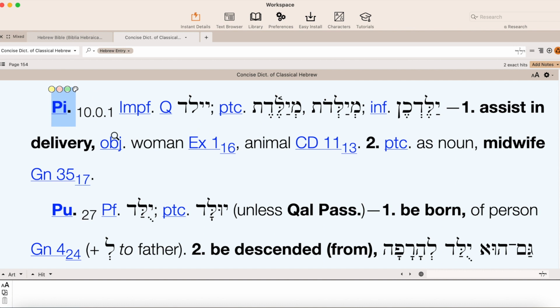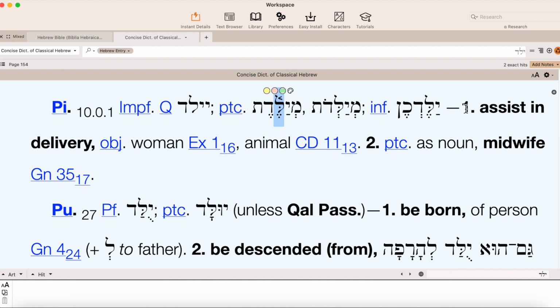Moving on, we see PI, which is for the PL. This only occurs 10 times. And the PL form is a doubled form marked by a dot. And that's why you'll see here in miyaledet, there is a dot, a dagesh in the lamed. So this is what the PL form is going to look like.